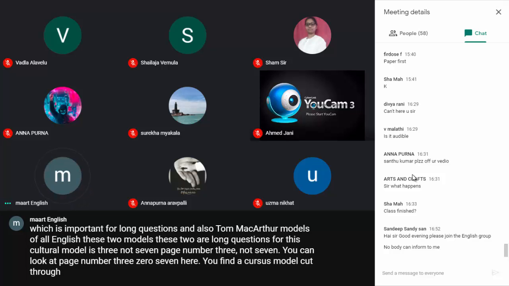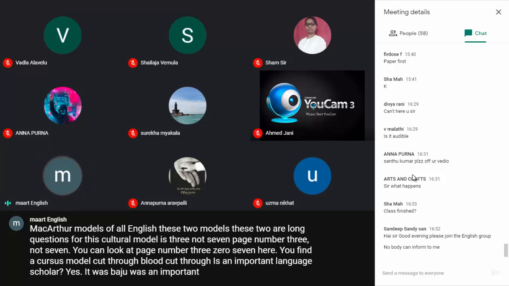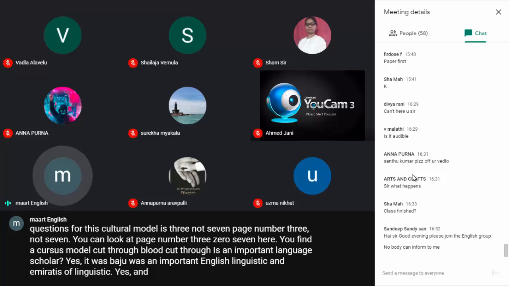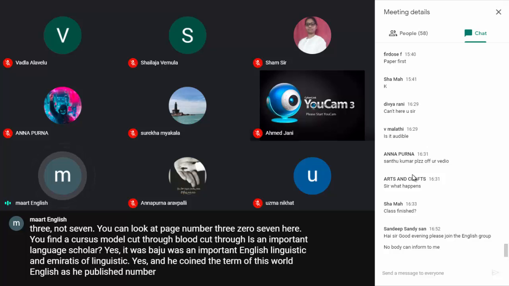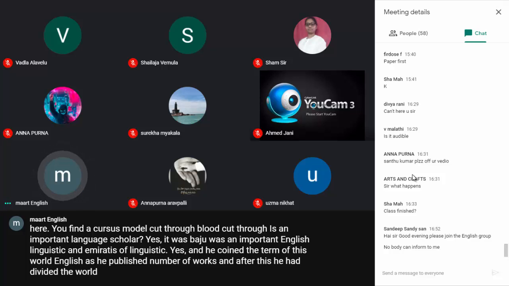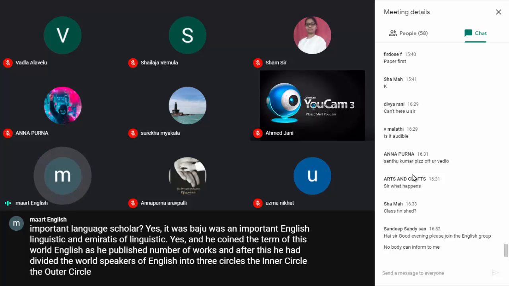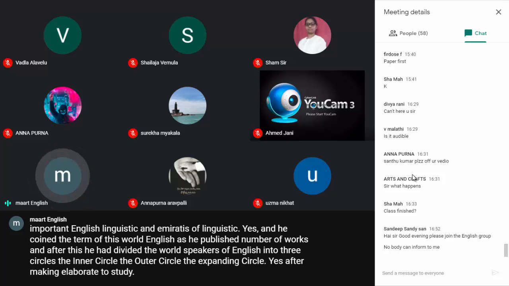Braj Kachru is an important linguist scholar, an emeritus professor of linguistics. He coined the term World Englishes. He published a number of works, and after an elaborate study, he divided the world speakers of English into three circles: the inner circle, the outer circle, and the expanding circle.